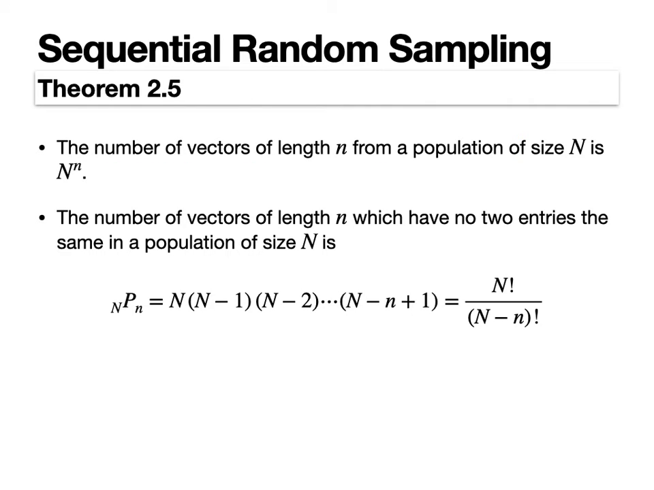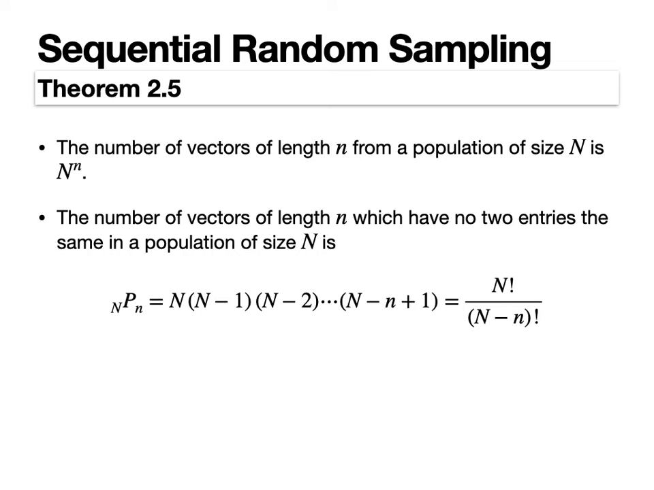Again, in both these cases, the sample spaces are by definition equally likely. All these definitions said that all outcomes are equally likely. So we're going to need to know the number of possible outcomes when we sample sequentially with replacement and without replacement. And in sequential sampling with replacement, remember the outcomes were vectors of length n whose entries came from a population of size capital N. And our first bullet point here tells us the number of such vectors. It's capital N raised to the little n power.